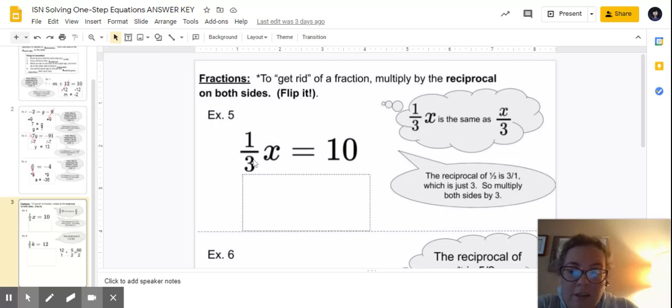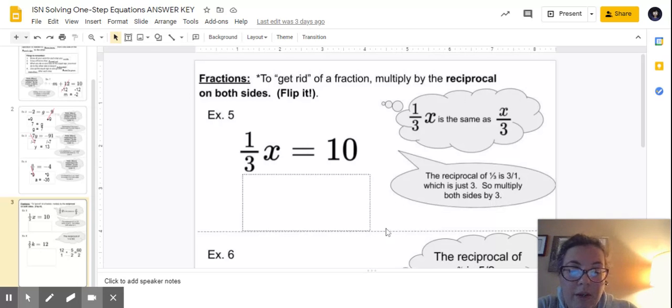So if we look at this first equation, 1/3 x equals 10, we need to think about 1/3 x being the same as x over 3, right? So it's the same as dividing x by 3. Sometimes I'll see it written this way, and sometimes this way. But the reciprocal of 1/3 is 3 over 1, which is just 3 whole, right? So I need to multiply both sides by 3.